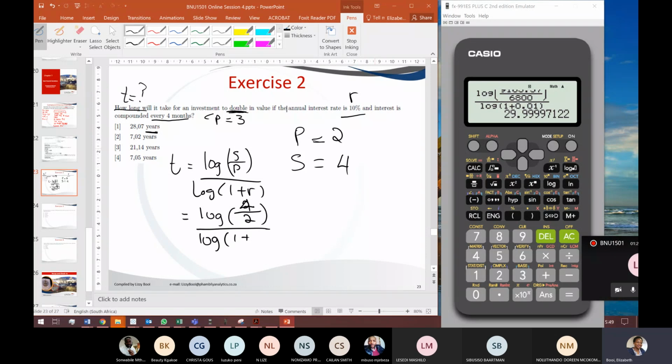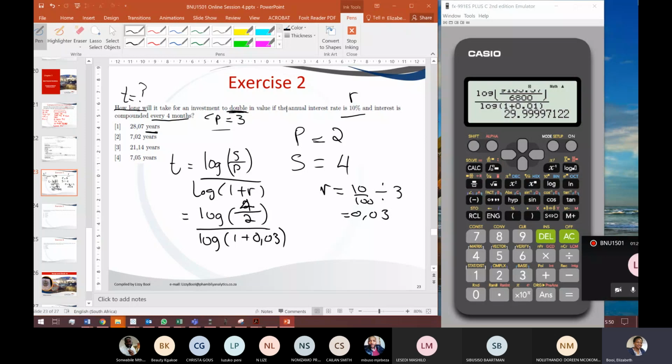Our rate is 10%. We must always remember our R is 10 divided by 100, and we need to divide by 3 because we need to divide by the compounding period. 10 divided by 100 is 0.1, divided by 3 is 0.03. That's the rate.